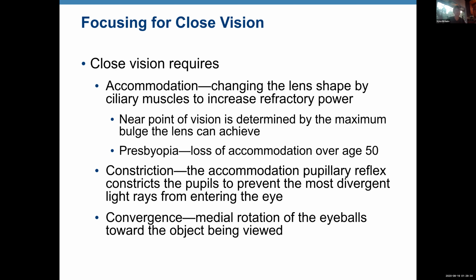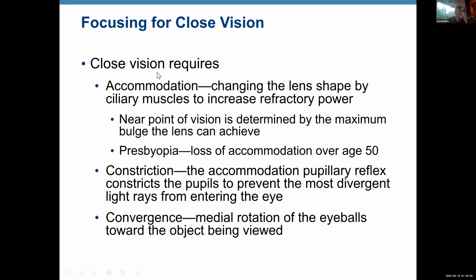Our whole life we had normal eyes, and now we start having a hard time looking at close objects. That's why we're buying these reading glasses. So that's accommodation. Accommodation is changing the lens shape by the ciliary muscle to increase refractive power.